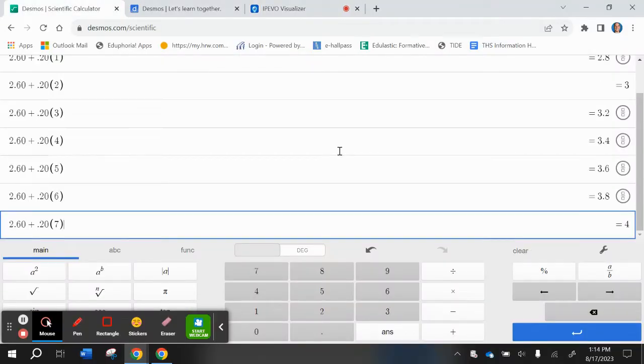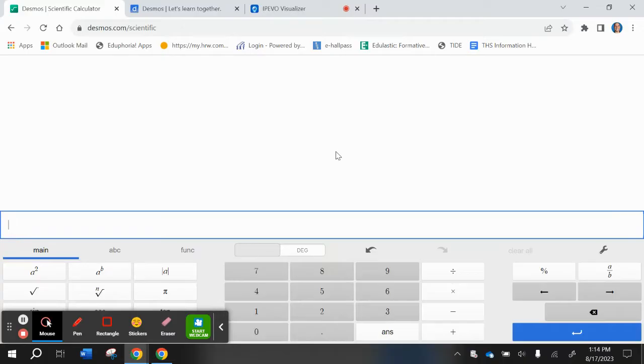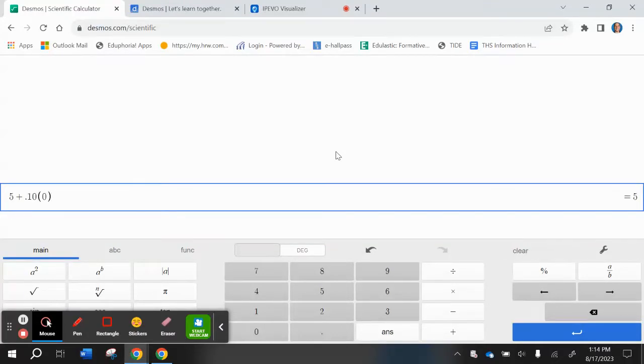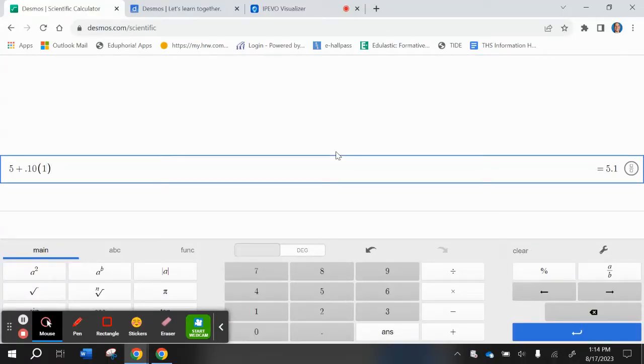Okay, I'm going to go ahead and delete the previous work, and then we're going to do 5 plus 0.10 times 0. And we can actually do it this way. So you can actually go up and just keep changing the number. That could save some time in typing. So then 3.